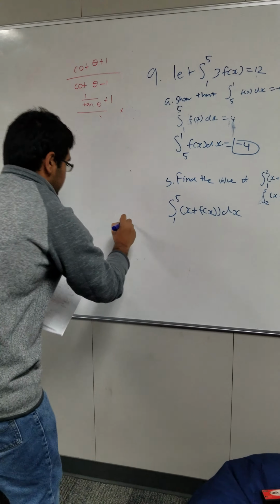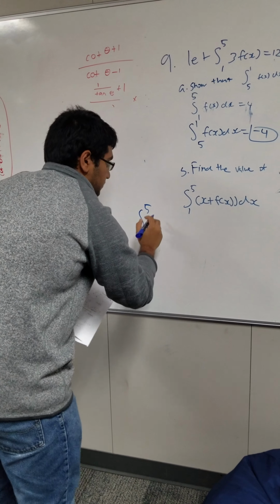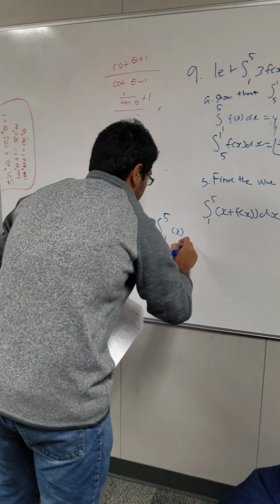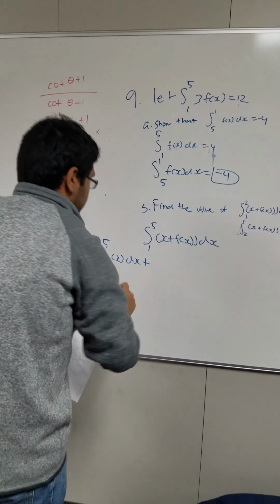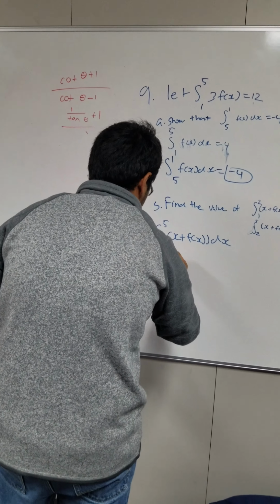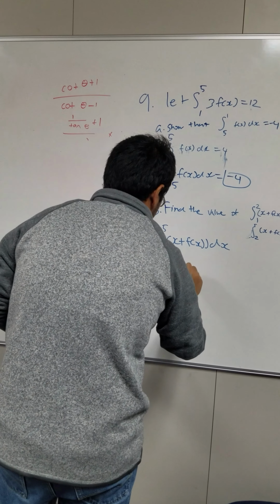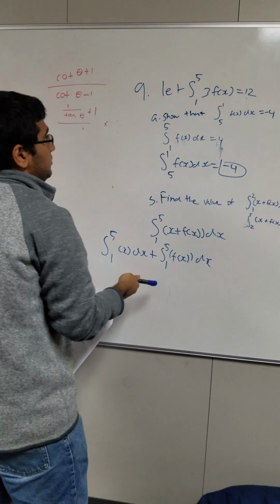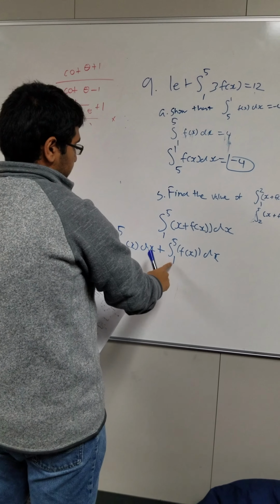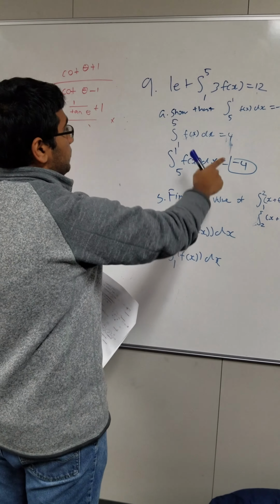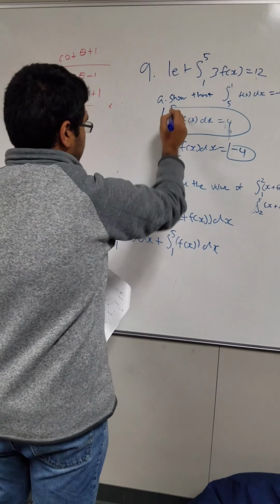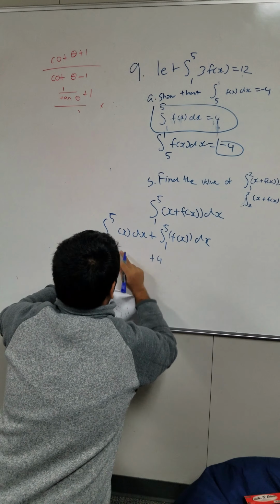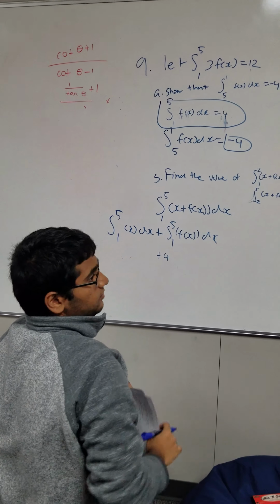So in that case, we can split this integral to have it be the integral from 1 to 5 of x dx plus the integral from 1 to 5 of f(x) dx. We're already given that the integral of this will just be 4, found that here. So this is 4. The only thing we have to do then is find the integral of this.